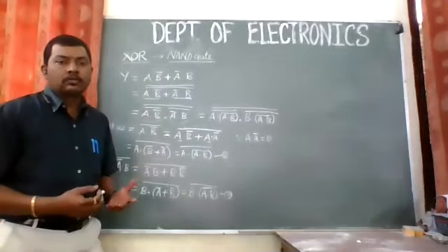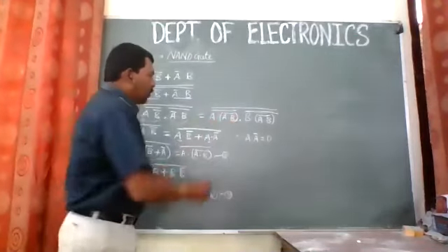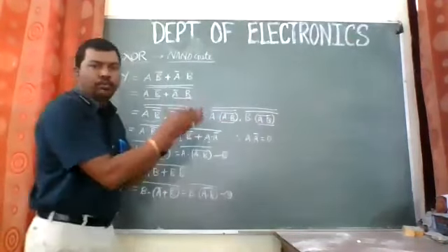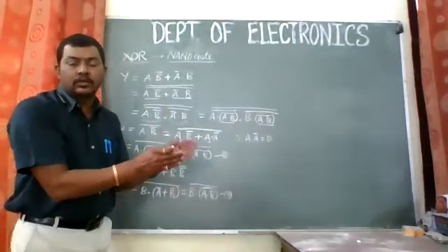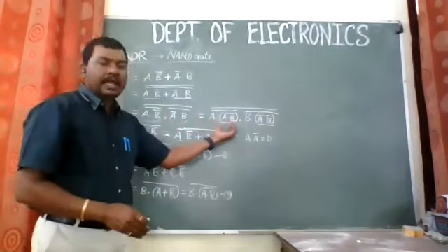Now how to use that? Why have I reduced this equation? Because if you are able to see, this term and this term are common to both the equations. So we can derive that and we can implement that circuit by using a simple NAND gate.